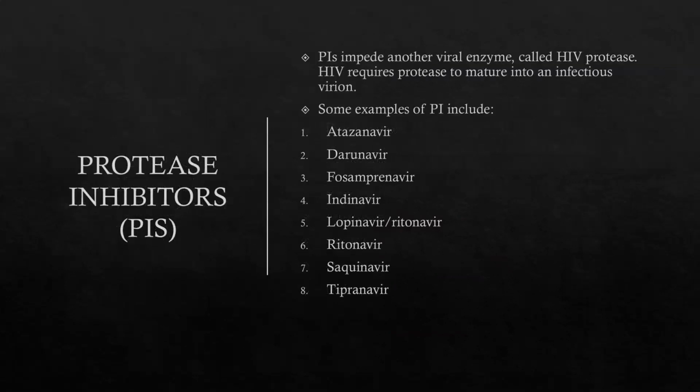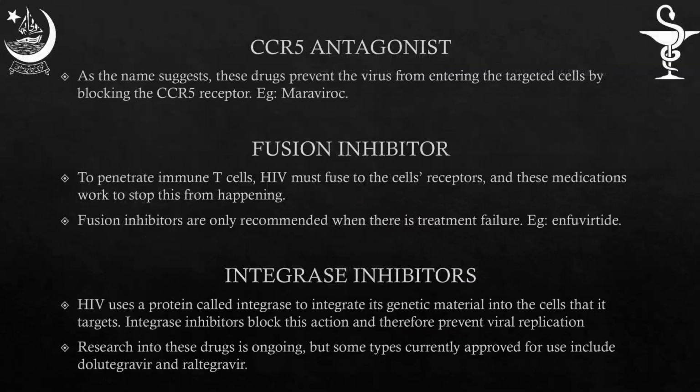Then we have protease inhibitors, which inhibit protease, followed by the CCR5 antagonists, which prevent the virus from entering. We have the fusion inhibitors, which prevent the fusion of the HIV virus to the receptors of the T cells. And finally, we have the integrase inhibitors, which target the integration stage of the HIV replication mechanism.